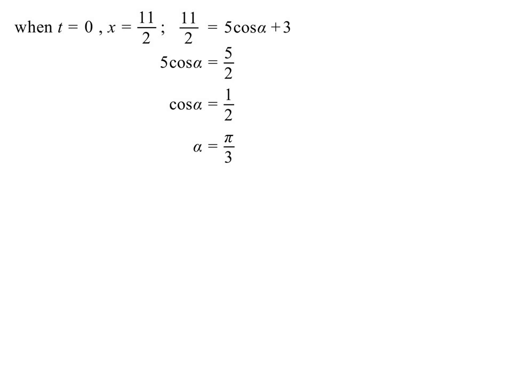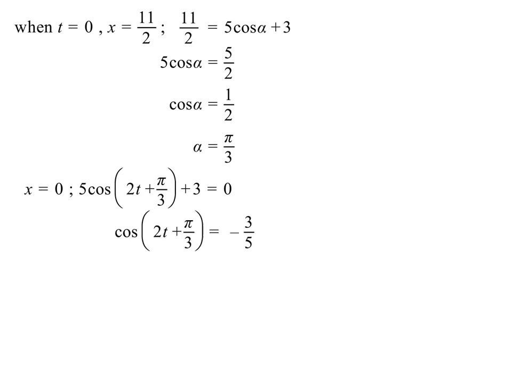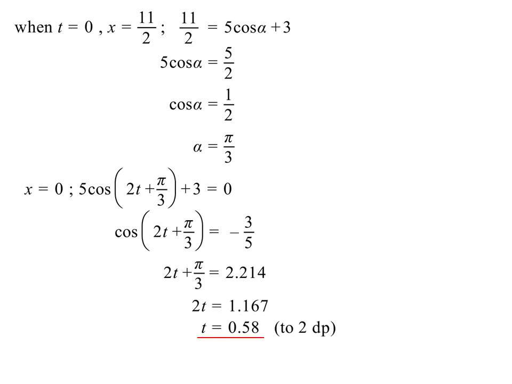Alright, we want to know when displacement is equal to 0. We now have a trig equation to solve to find t. Eventually, I've got 2t plus pi on 3 is 2.214. This is cosine being negative, so the second quadrant would be the first time. Be careful, we're dealing with radians, so 2.214. Do the subtraction, we end up with 0.58 to 2 decimal places, they said.